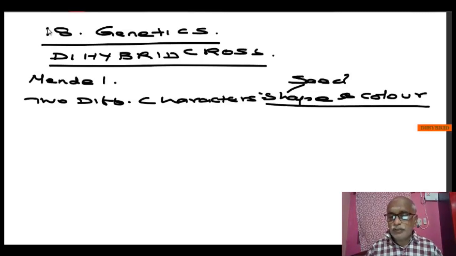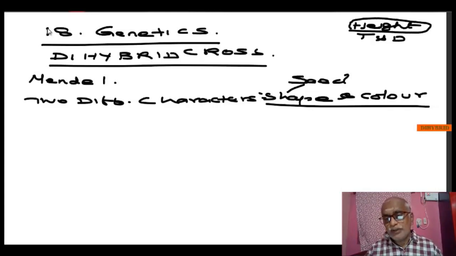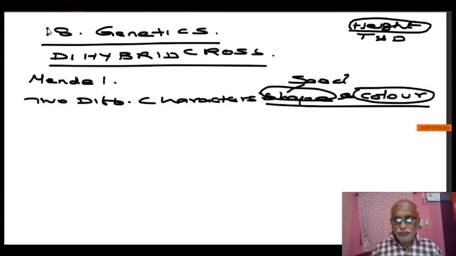In the last cross, the monohybrid cross, what we have seen is Mendel has taken only one character, that is height. In the height he has tall and dwarf plants. So he had only one character, which is height, in monohybrid cross. But now in dihybrid cross he has taken the seed shape and the color. So it is called a dihybrid cross. The cross between two different parents which are differing in two different characters, we used to say.